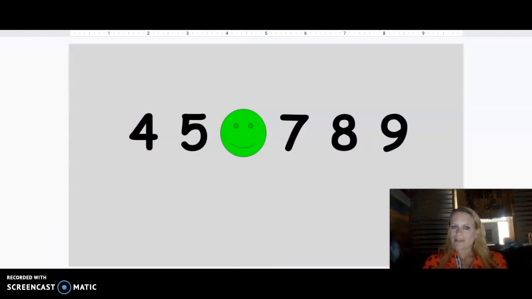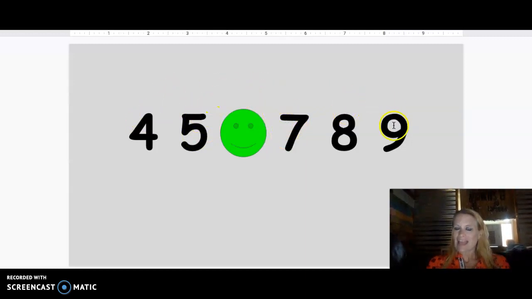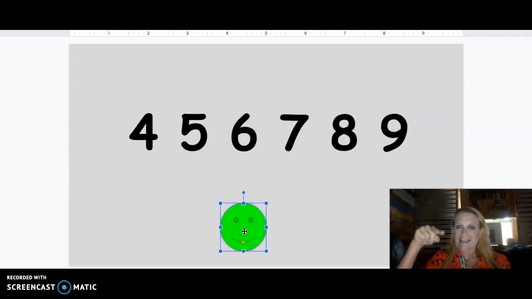Taking a look at our numbers now, see if you guys can help me. What number comes after this number? That's 5. What number comes next? I see 4, 5, 7, 8, 9. What number is missing? A 6. Make a 6 in the air. Down and around. Good job.